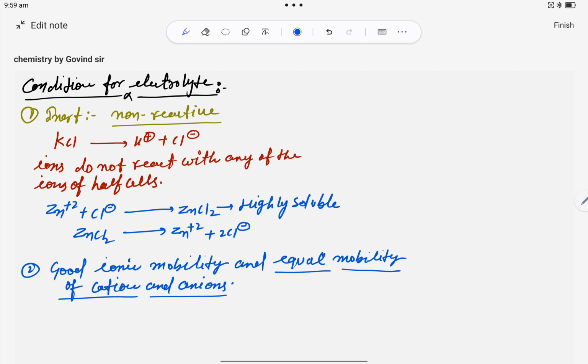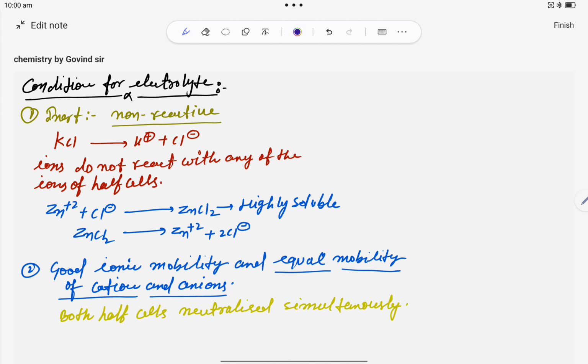The meaning is both half cells should be neutralized simultaneously. So this is the condition for the electrolyte. Hope it is clear.